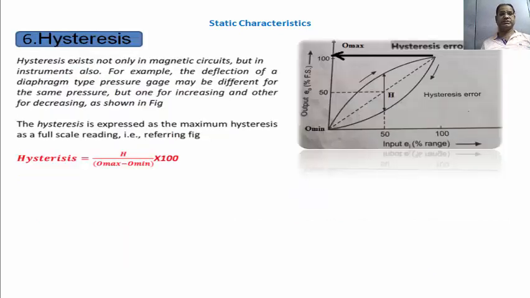Then the last characteristic is hysteresis. What is hysteresis? Hysteresis exists not only in magnetic circuits but in instruments also. For example, the deflection of a diaphragm type pressure gauge may be different for the same pressure, one for increasing and the other for decreasing pressure, as shown in the figure. The hysteresis is expressed as a maximum hysteresis as a percentage of full scale reading, that is, hysteresis H is equal to H upon O max minus O min into 100.